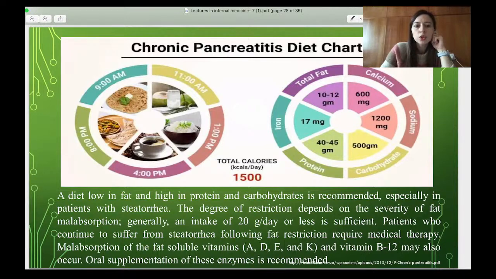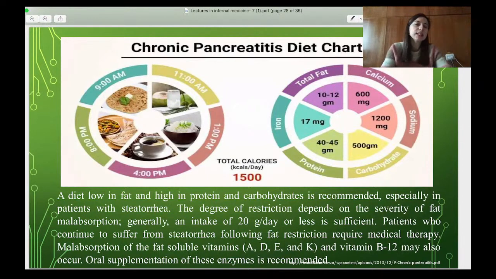Patients who continue to suffer from steatorrhea following fat restriction require medical therapy. Malabsorption of the fat soluble vitamins and vitamin B12 may also occur. Oral supplements of these vitamins are recommended.